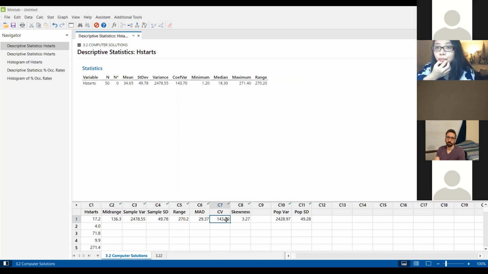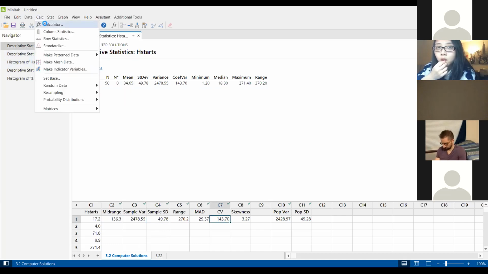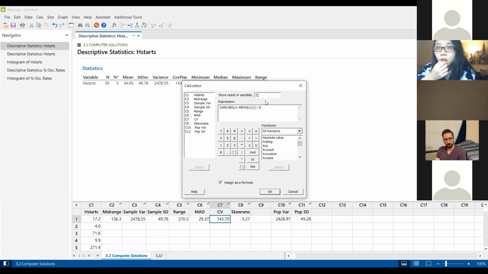And coefficient of variation, very easy. How do I get the coefficient of variation? I take my sample standard deviation, this number here, and I divide it by what? The mean, right? And the mean is right here, 34.65. Okay? Or I can do it as a formula, right? It's in C7. Change that to C7. And that's exactly what I did. I just said sample standard deviation, which I already calculated, divided by the mean of the housing starts.